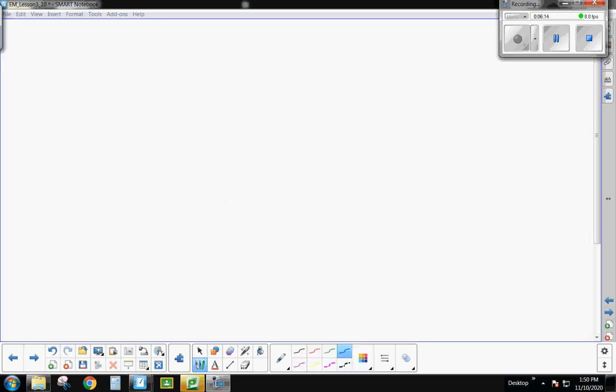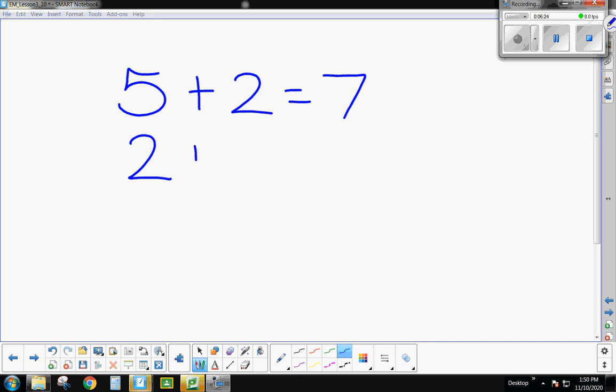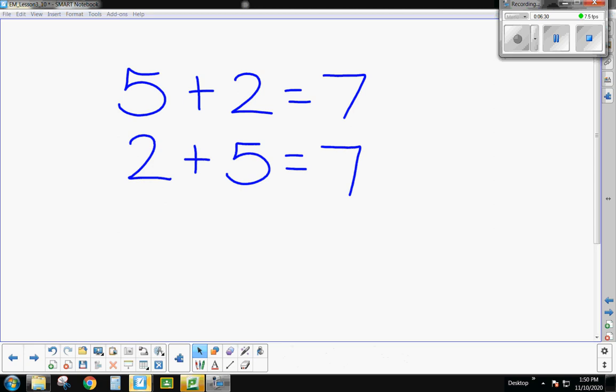So, for example, if I know that 5 plus 2 equals 7, then the turnaround rule in addition says, well, I can turn these numbers around, 2 plus 5, and that still equals 7. So addition has the turnaround rule, and so does multiplication. Okay, I can turn those numbers around. And let's look at that so that we can prove that to ourselves today in this lesson.